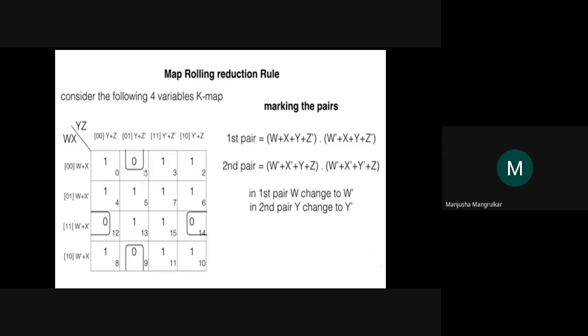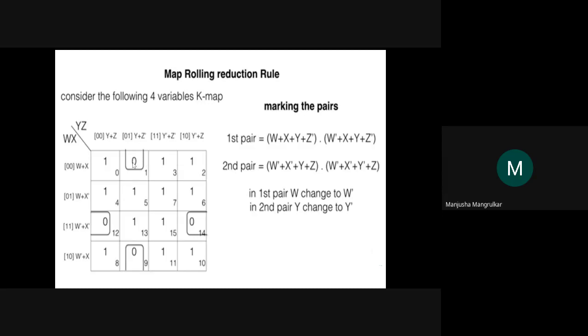1 will pair with 3, 1 will pair with 0, and 1 will pair with 9. So this is the rule. 12 will pair with 14, 12 will pair with 4, and 12 will pair with 8. Also 12 will pair with 13. So this is the rule of rolling over there.